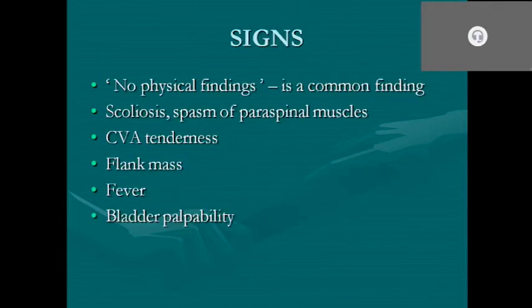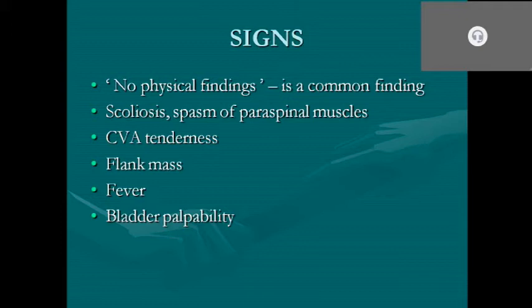So, signs in stone disease. Generally the most common finding is no physical finding. Generally you will not have any specific physical findings, though you may have costovertebral angle or flank tenderness. There can be a large flank mass in case of pyonephrosis or xanthogranulomatous pyelonephritis, and fever. The bladder can be palpable when a stone has obstructed the prostatic urethra, bladder neck or urethra. Then the bladder will be full and you can palpate it.